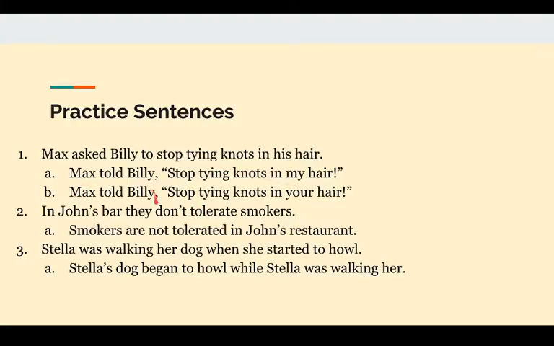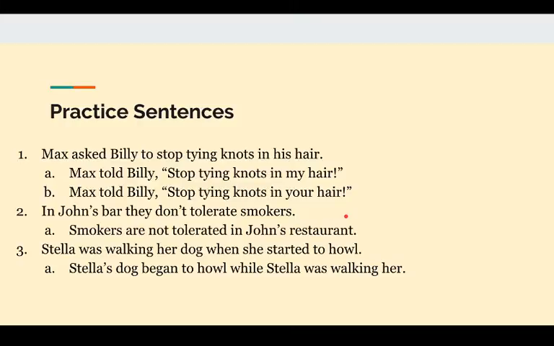Max here is telling Billy the same thing with just one word difference, which is crucial. Here it's your instead of my. So Max is still the one speaking. So that means your has to refer to the person he's speaking to, which in this case is Billy. So Max is telling Billy, stop tying knots in your, being Billy's hair.